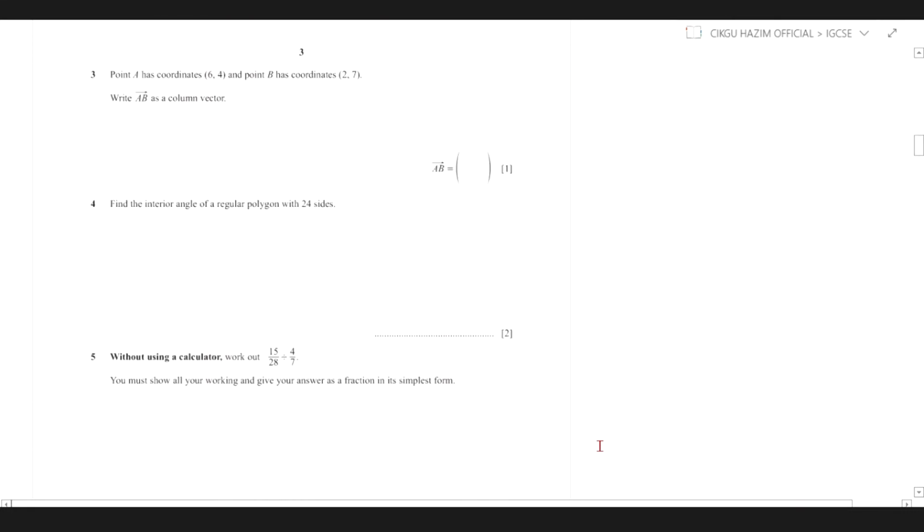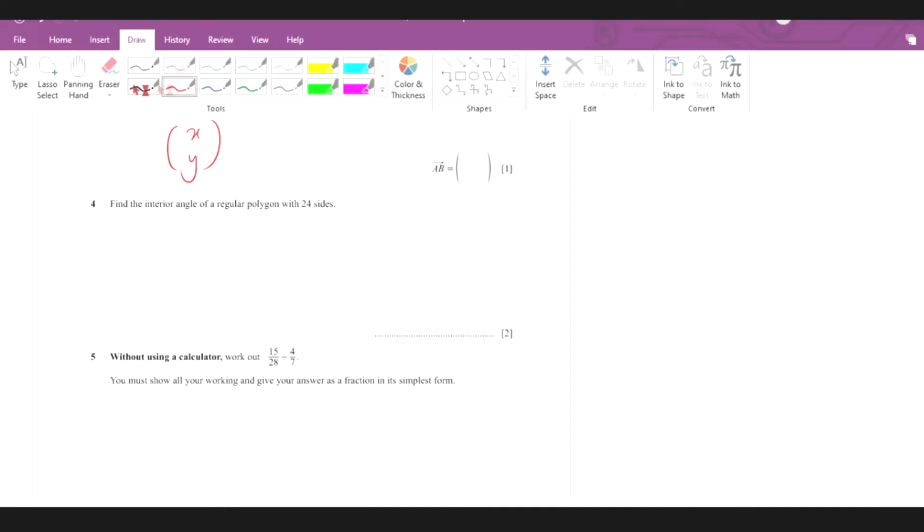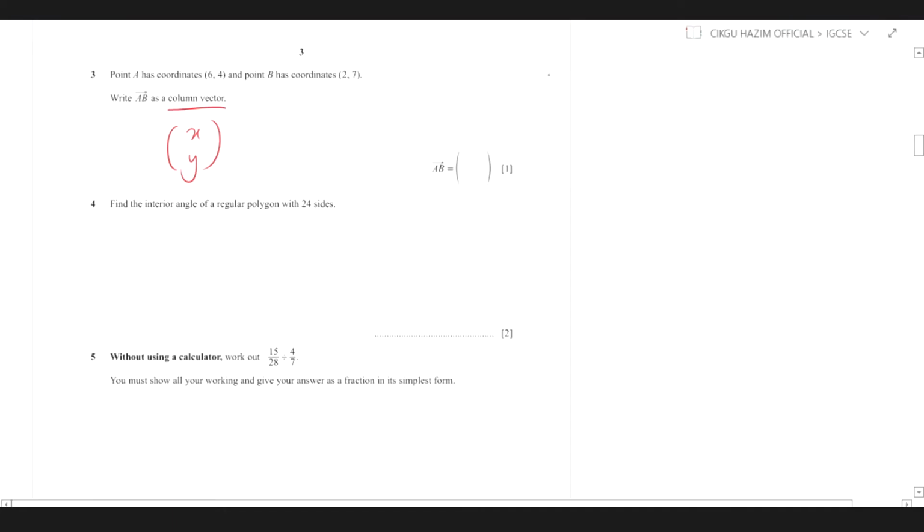Question number 3. Point A has a coordinate (6, 4) and point B has a coordinate (2, 7). Write down AB as a column vector. So we have a vector question here, and when we write in a column, it means that we must have x and y. Before we do any of the question here, I would always advise you to try to sketch it. Do it very, very small, not a problem at all.